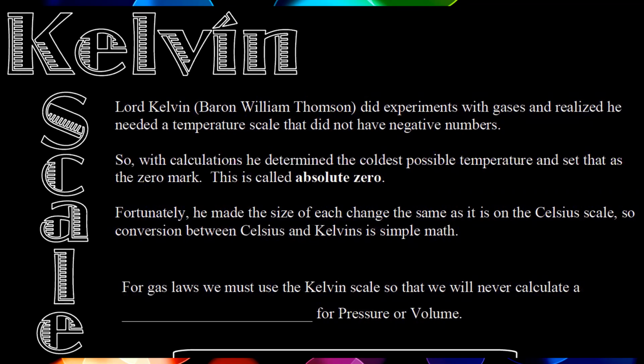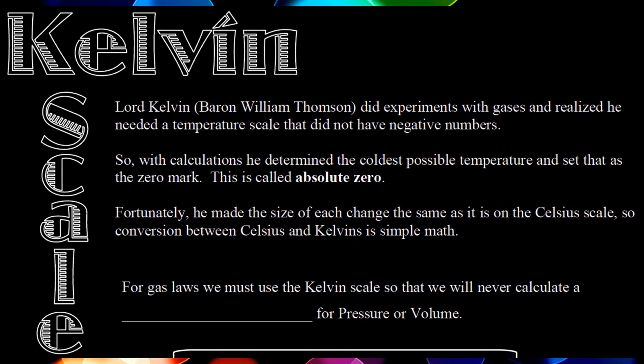Okay, so Kelvin, Lord Kelvin, and you saw a picture of him. Now that's his given name by the monarchy of Great Britain. His official real name was William Thomson. But he did experiments with gases and realized that he needed a temperature scale that did not have negative numbers. Now, unfortunately, he did this after we already had Fahrenheit and Celsius.